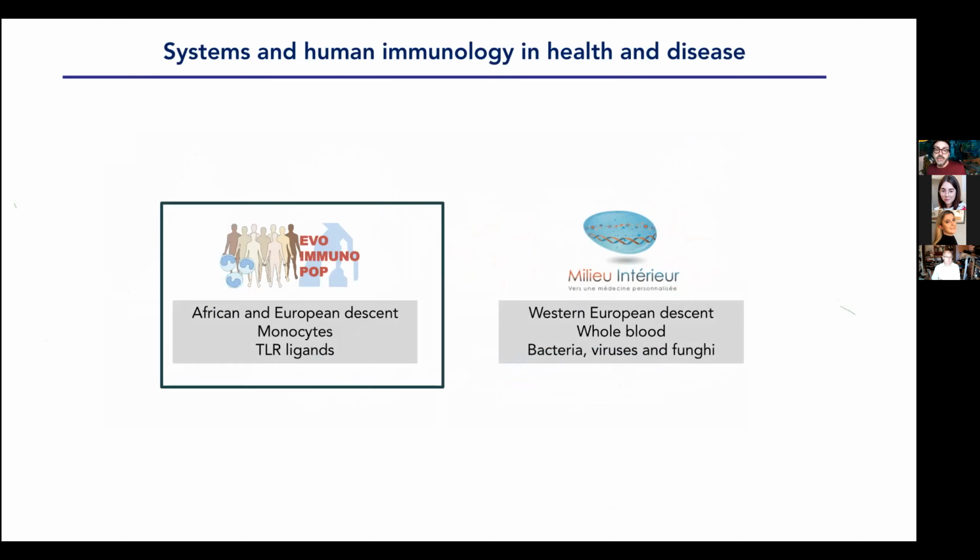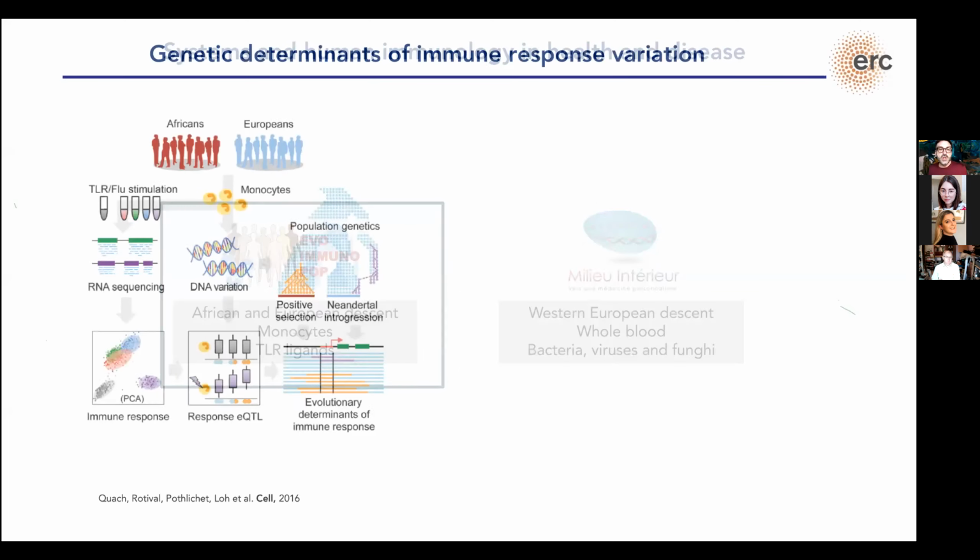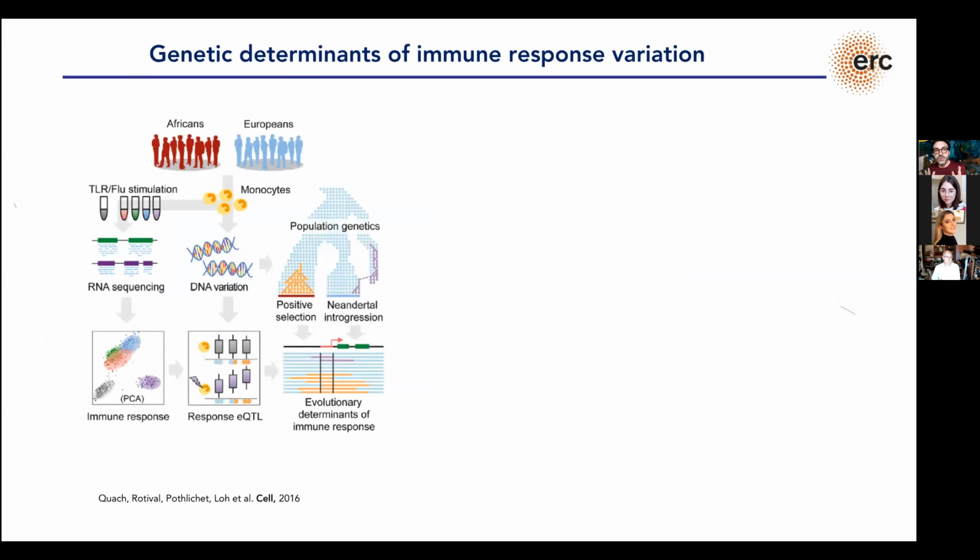Let's start with EvoImmunopop. What's EvoImmunopop? EvoImmunopop is around 200 individuals that we collected in Belgium, half of African ancestry and half of European ancestry. Why collected in Belgium? Because it was a way to homogenize as much as we could the environmental exposure, to avoid Africans from Africa and Europeans from Europe. In that case, from their blood, we purify monocytes, a major innate immunity cell type, and we infect them either with influenza virus or with different ligands that mimic bacterial or viral infections.